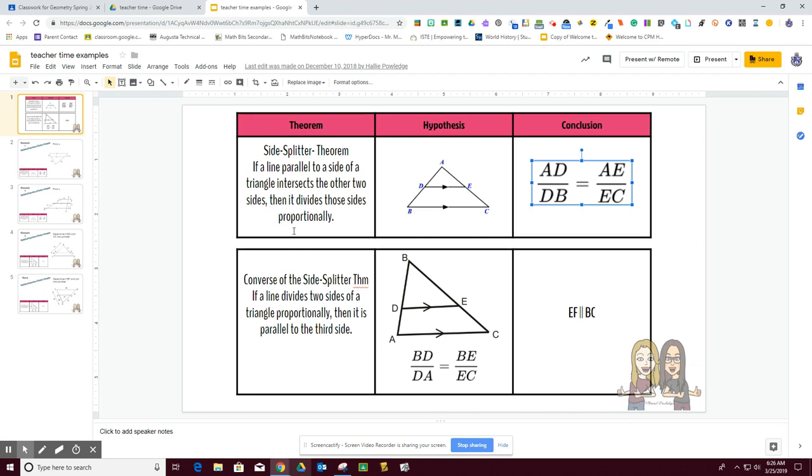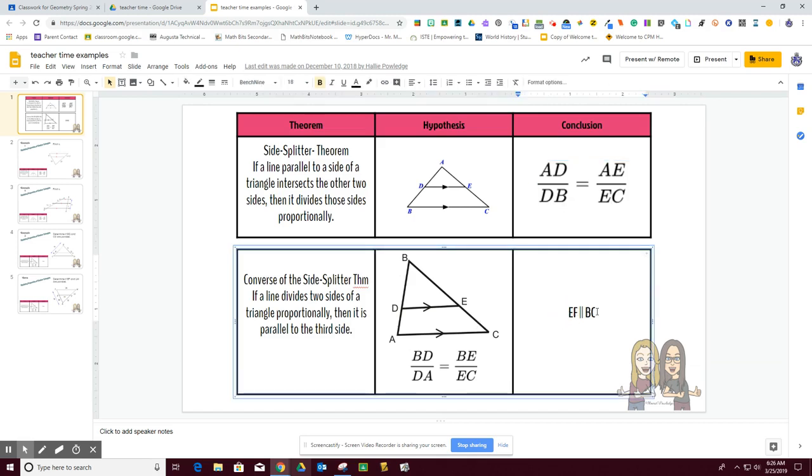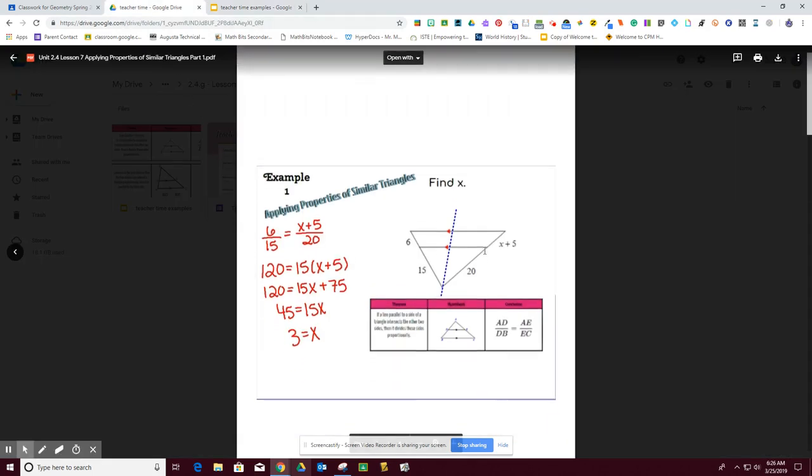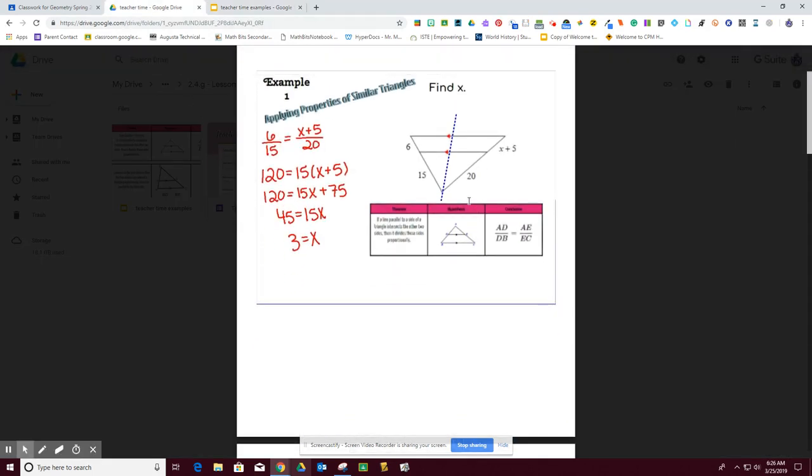Another one is the converse of this. It says if those sides are proportional, then the lines are parallel. So we're going to use these in our problems. The first problem we notice is the original theorem.